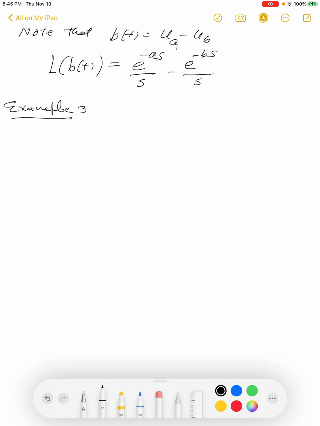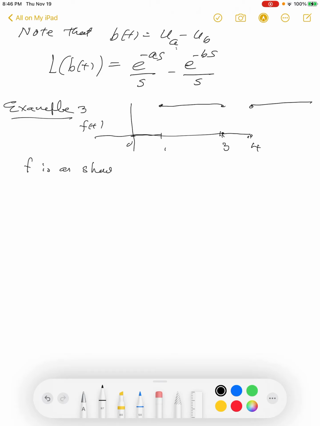Example 3. Let's take a function ft which is given by, say, from 0 to 1 it is 0. Between 1 to 3 it is 1. Then it is 0 between 3 to 4. And then 1 onwards after 4. So that's the graph of my function. F is as shown in the graph. Find LF. So first you have to write this f in terms of these bump functions.